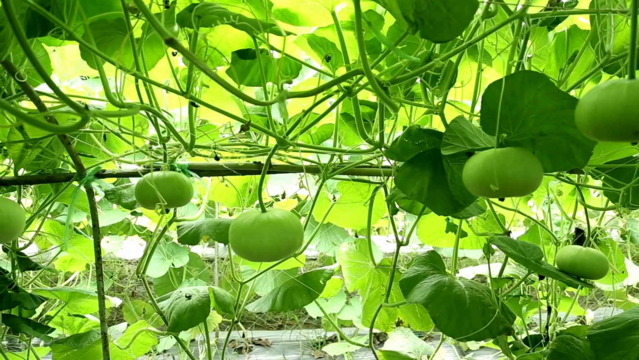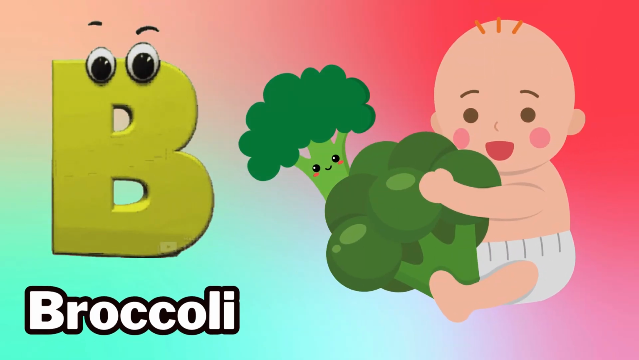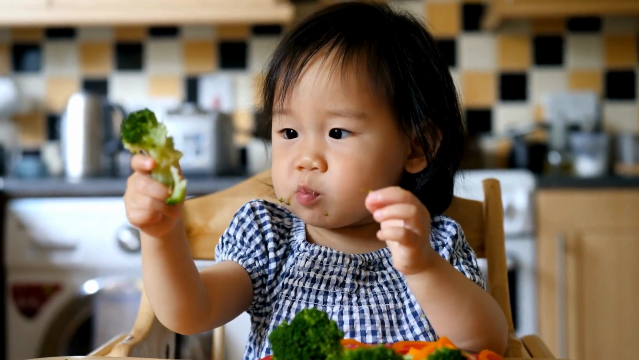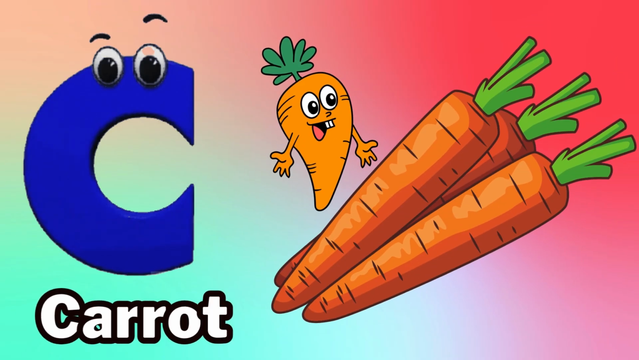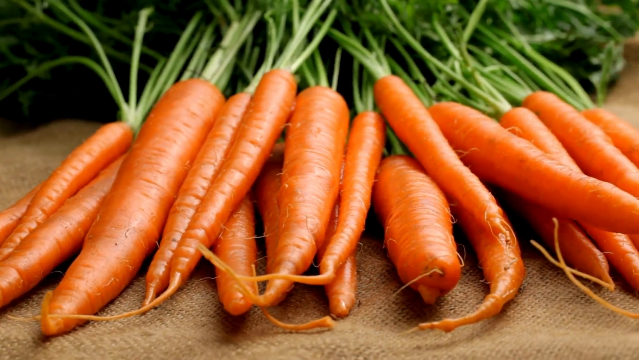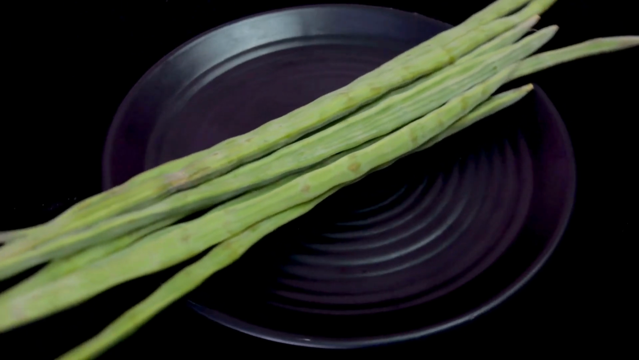A is for apple. Apple. B is for broccoli. The broccoli. C is for carrot. Carrot. D is for drumstick. Drumstick.